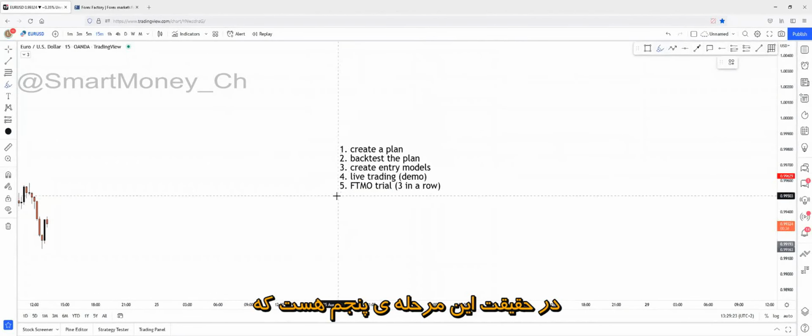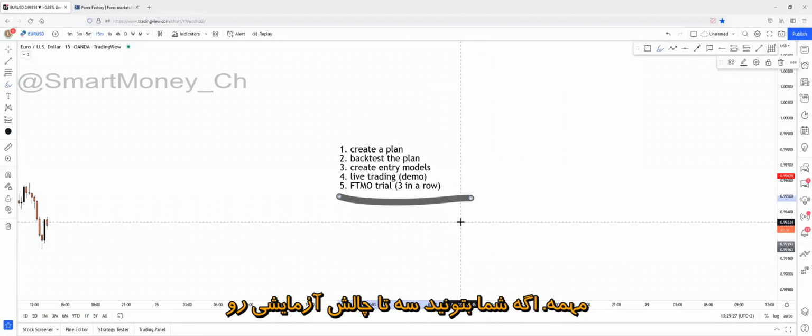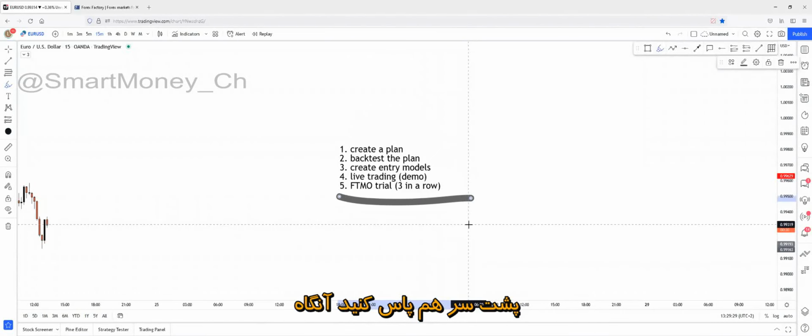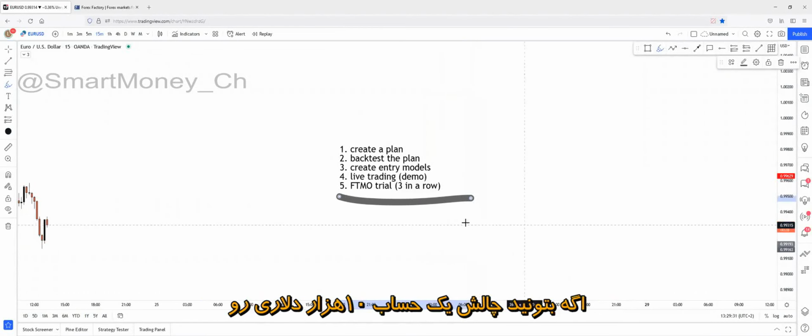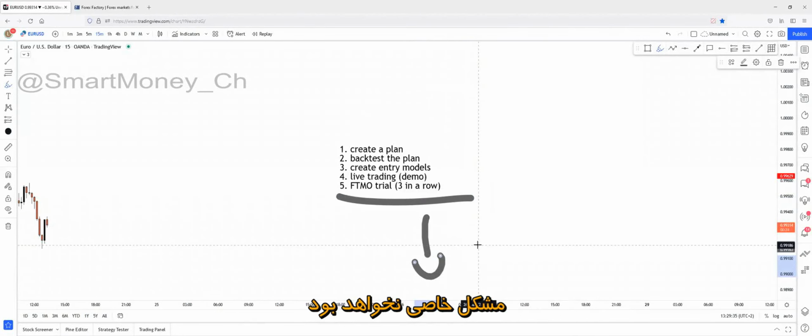Okay, the 5th point is the most important point. This is really, really important. If you can complete 3 trials in a row, then you'll be able to complete a full funded account. If you can complete a full funded account on a 10K, then a 100K won't be a problem.